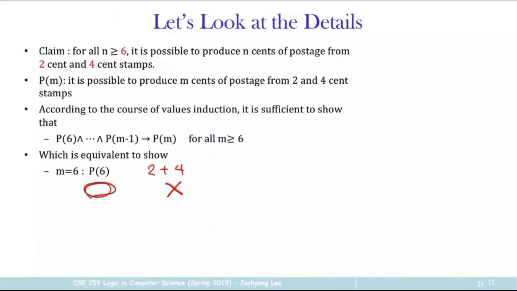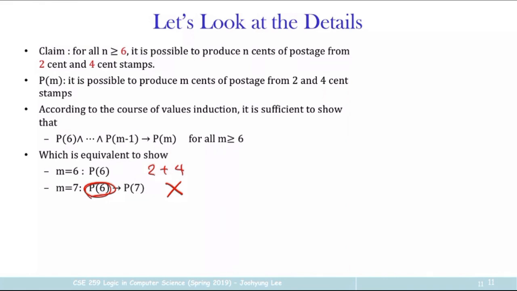Let's go back. If we want to apply the same reasoning, what could have been helpful is not P of 6. We need the induction hypothesis to be P of 5. If you can create 5-cent postage, then you can create 7-cent postage. But according to the course-of-values induction that starts with n equals 6, we cannot assume P of 5. P of 5 is not at your hand. In fact, this is the case where the reasoning fails.